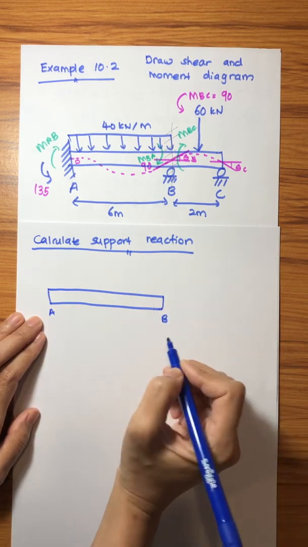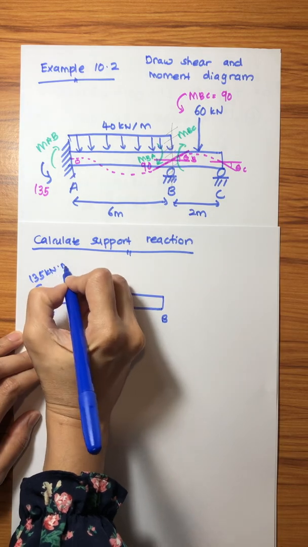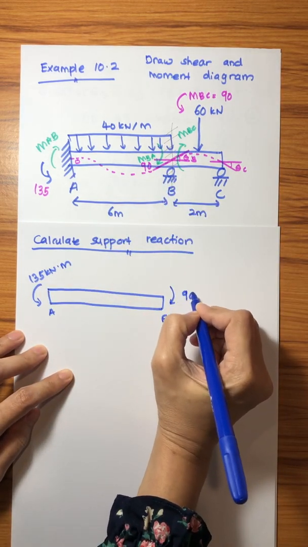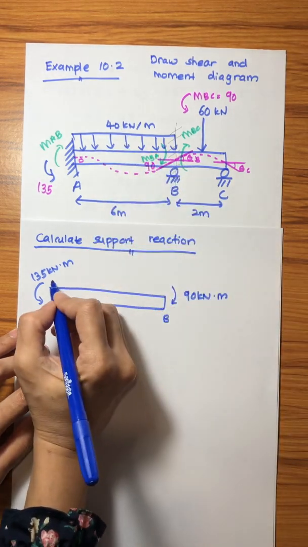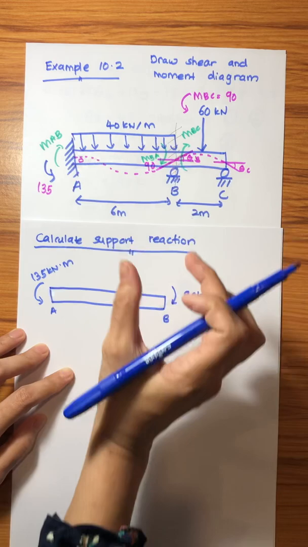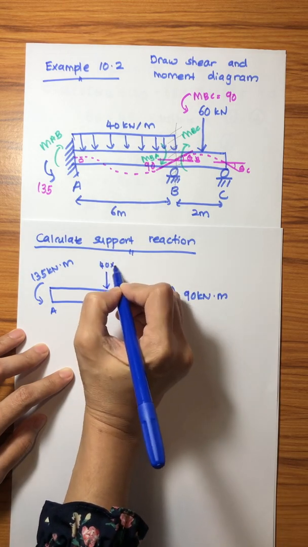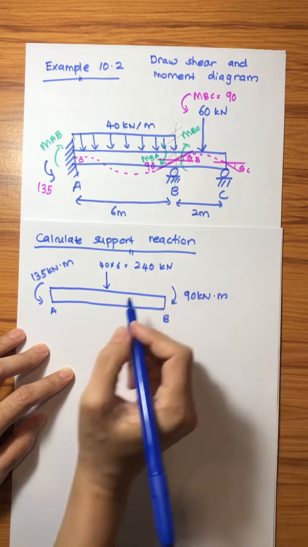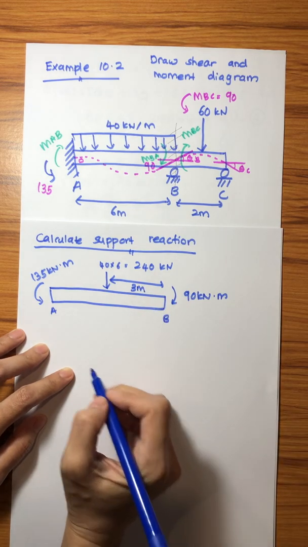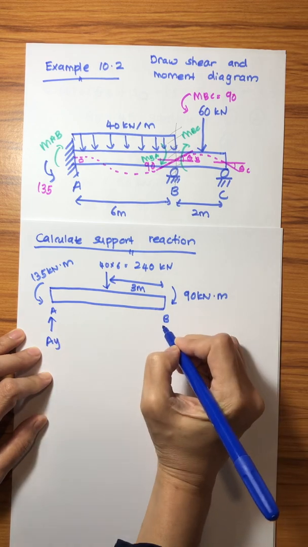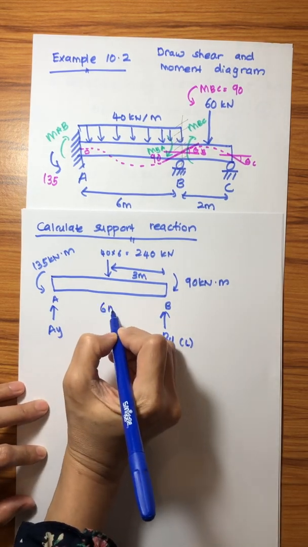Don't forget, from your calculation you have 135 kilonewton meter here, and here 90 kilonewton meter. This is MAB and MBA. Then we have 40 kilonewton per meter, rectangular, so change to a point load: 40 multiplied by 6, 240 kilonewton, at 3 meters. Okay, you have AY here, and here BYL. L is left. Okay, 6 meters.